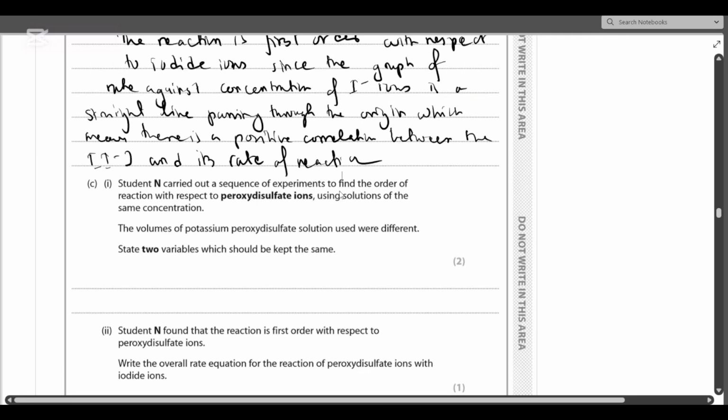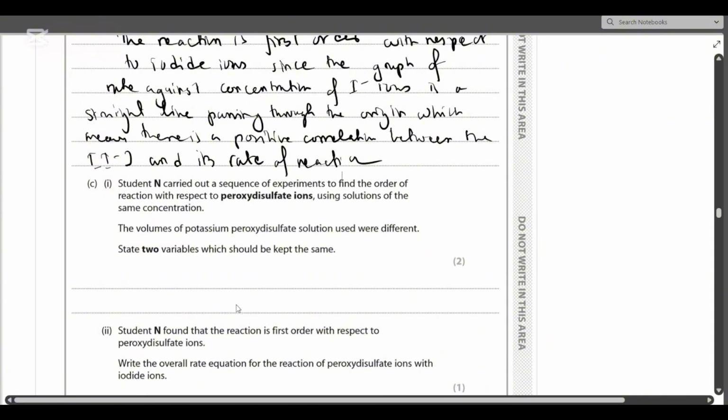Student N carried out a sequence of experiments to find the order of the reaction with respect to peroxy disulfide ions using solutions with the same concentration. Now, the volumes of the potassium peroxide disulfide solution used were different. State two other variables which should be kept the same.